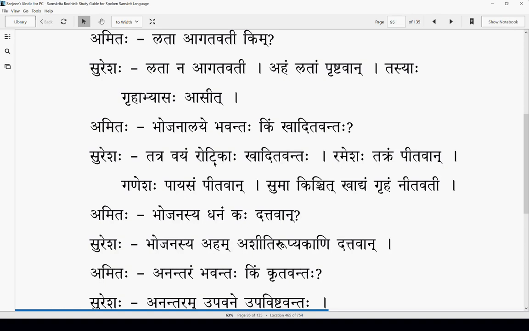Now Rameshaha Takram Pitavan. So similarly, another example of this is, let's say, we went to the river. How do we make that sentence? Vayam Nadya. No, first start with the Kriyapadam or the Bhuta Kridanta in this case. Vayam dash dash. Vayam. We went. So for went, what do we use? Gacham.